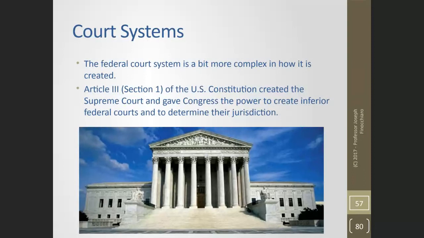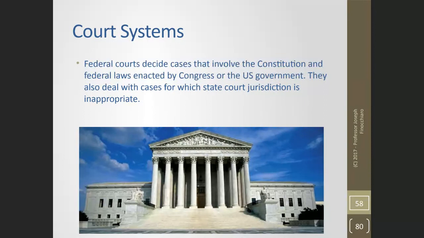The federal court system is a bit more complex in how it is created. Article 3, Section 1 of the U.S. Constitution created the Supreme Court and gave Congress the power to create inferior federal courts and to determine their jurisdiction. Federal courts decide cases that involve the Constitution and federal laws enacted by Congress or the U.S. government. They also deal with cases for which state court jurisdiction is inappropriate.